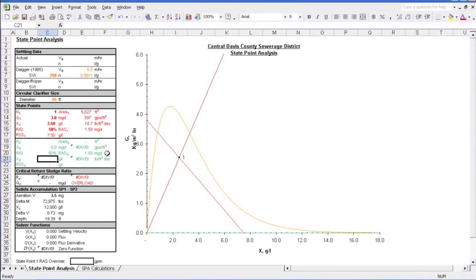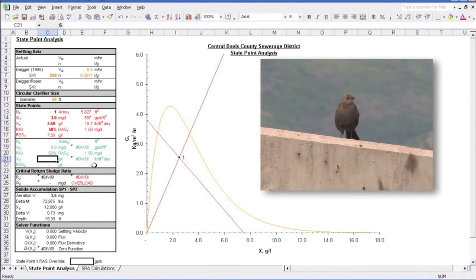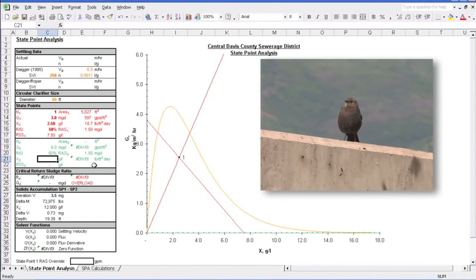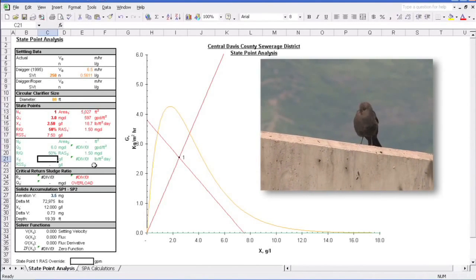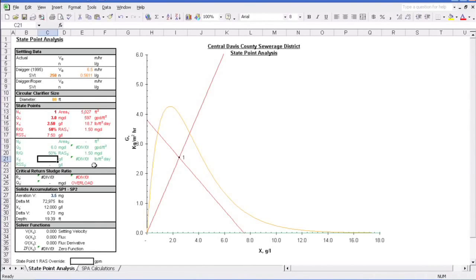Well, we see that in this case things are going quite well. Both the state point and the underflow line fall under the settling curve. Man, life is good. The sun is shining, birds are chirping, and the air smells fresh. Well, as fresh as a wastewater plant has to offer. But just like any rainstorm can ruin a perfect day, it can also ruin your smoothly operating clarifier.